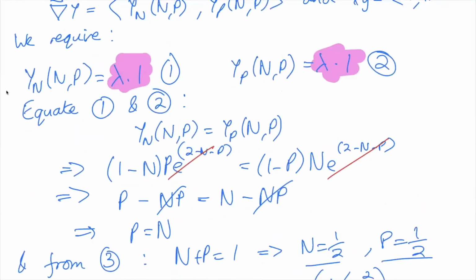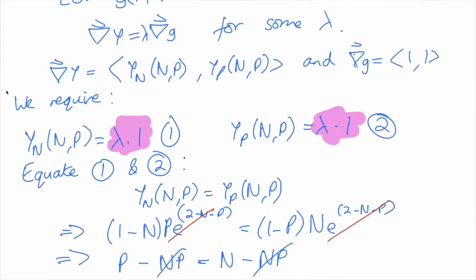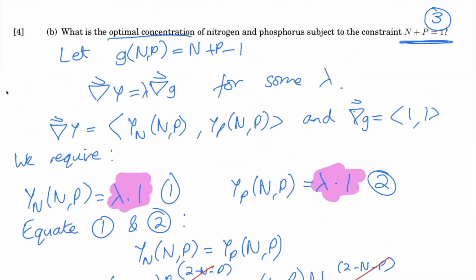This question was mostly answered well. I think the problems were mainly around defining the constraint function here. Some people just didn't write down what G was. They just jumped straight to this part here. Always make sure you define what you're talking about.